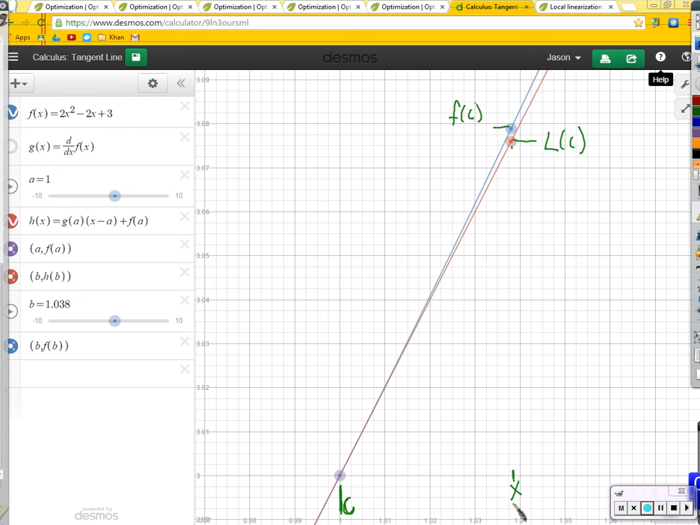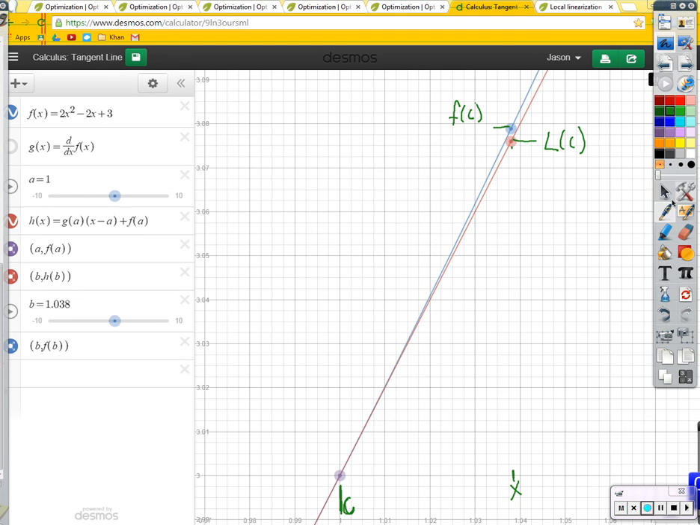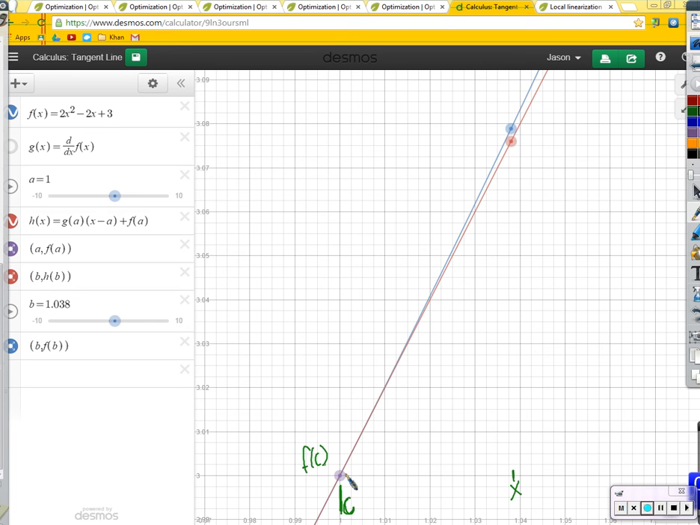Actually, what have I just done? I've written it incorrectly. What's f of c? f of c is down here at c. Very silly. What can we say about f of c and L of c? They're actually exactly the same. So this is actually f of x, and this is L of x, L being the equation of the line. Let's look at that.